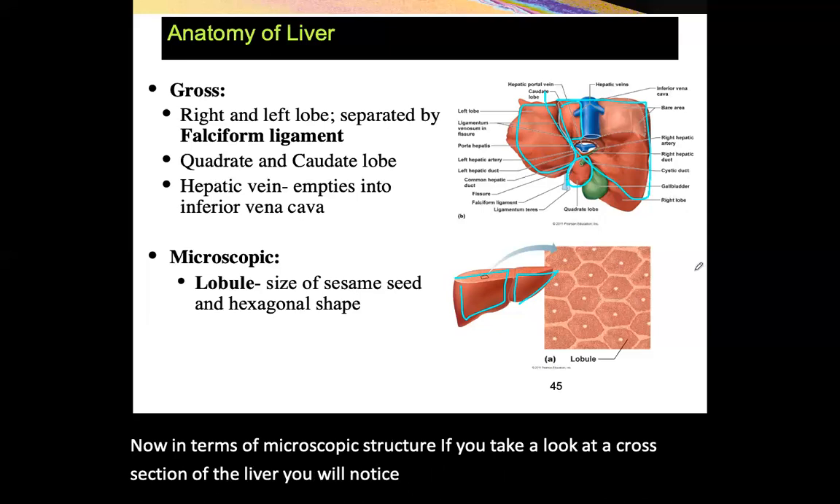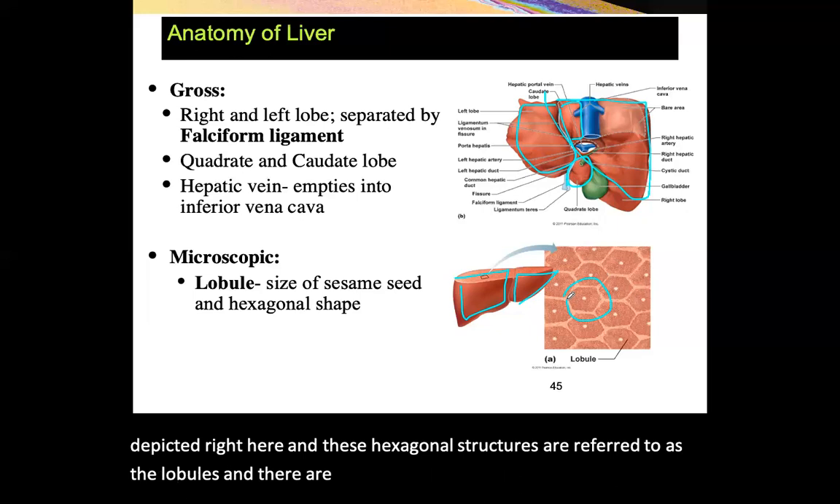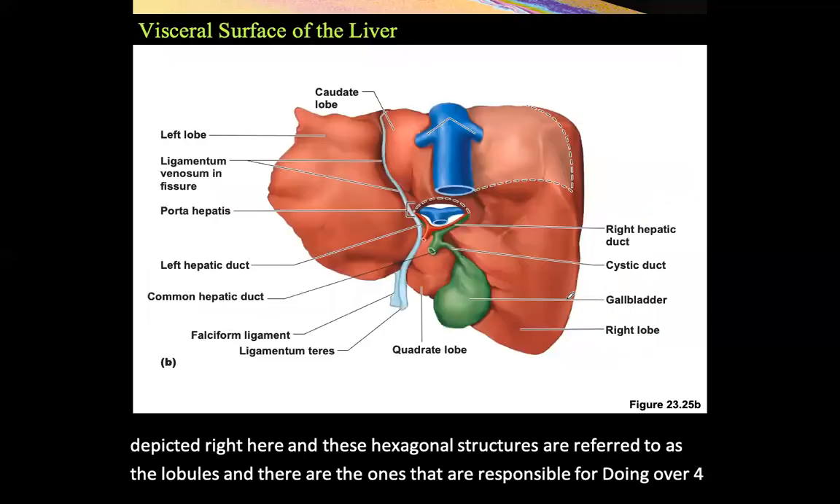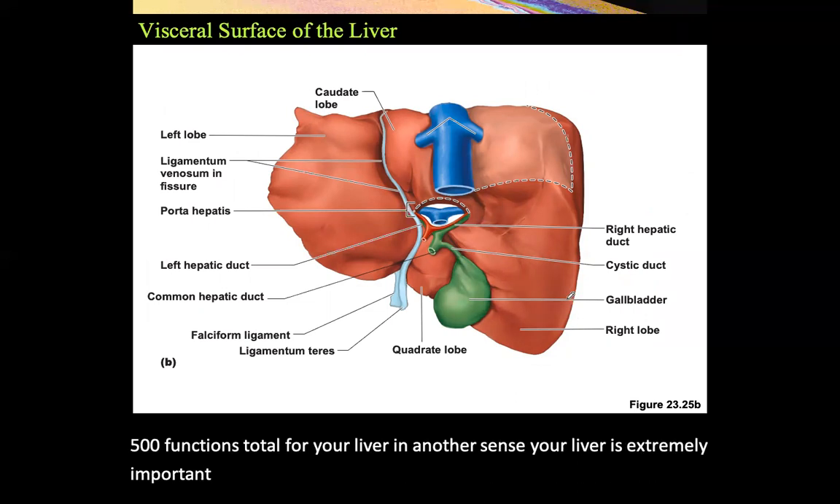Now, in terms of microscopic structure, if you take a look at a cross-section of the liver, you will notice these hexagonal structures, which are depicted right here. These hexagonal structures are referred to as the lobules, and they are responsible for over 500 functions total for your liver. In another sense, your liver is extremely important for your health and your survival.